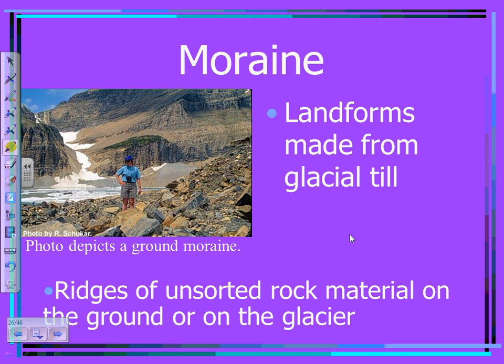This photo illustrates a moraine, and again, they're made from glacial till, and you notice that a lot of this material, in different sizes, is not sorted by size right here. I would describe this as a terminal moraine, or at the terminus, and I'm thinking that a glacier probably, as you can see here, traveled down and formed this valley, and then it pushed up this material in the foreground of the picture into a terminal moraine. And again, these are ridges of unsorted rock material on the ground or on the glacier.